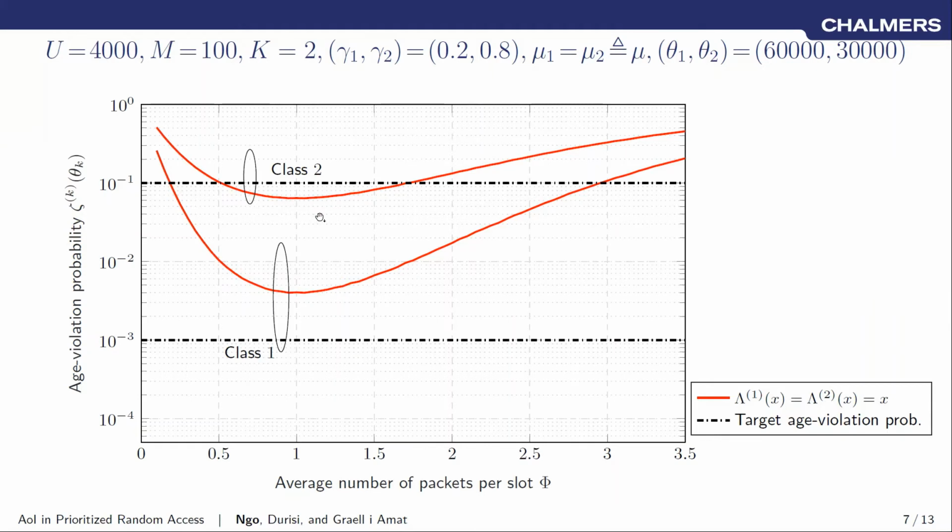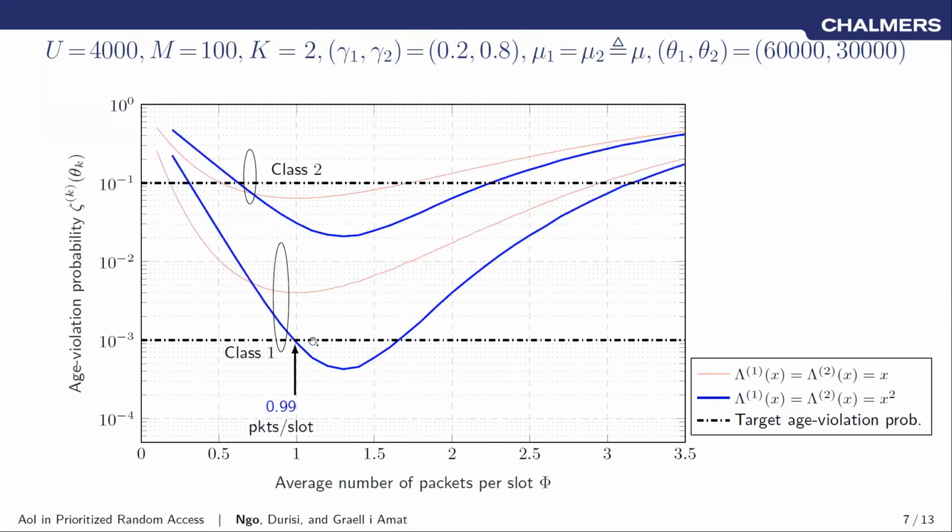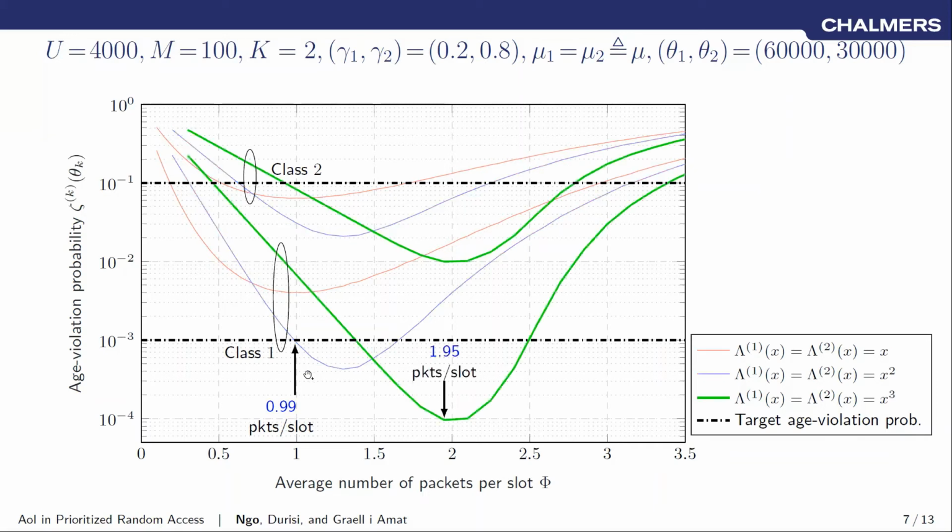So let's use degree 2 for both classes. Now we can satisfy the requirements for both classes with about 1 packet per slot. What about degree 3 for both classes? In this case, we can still satisfy the requirements for both classes, but we need to use a higher number of packets per slot. On the other hand, we can reduce further the edge violation probability, and we can satisfy more stringent requirements. For example, 10^-4 for class 1 with about 1.95 packets per slot.